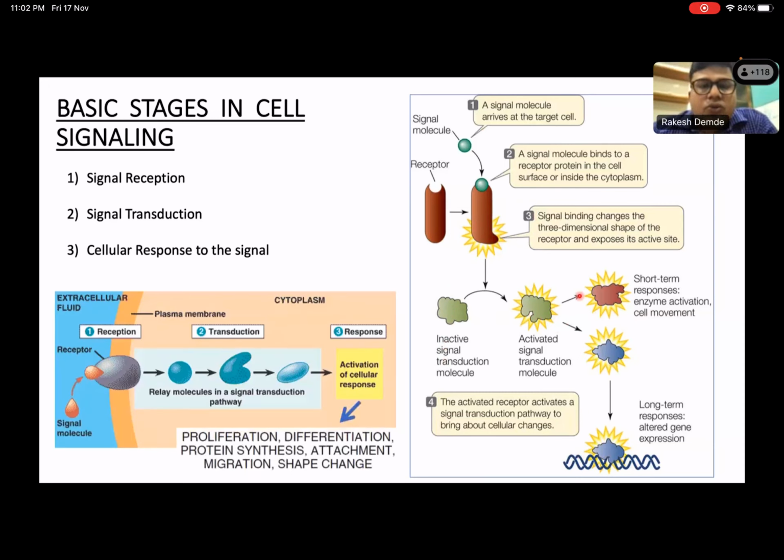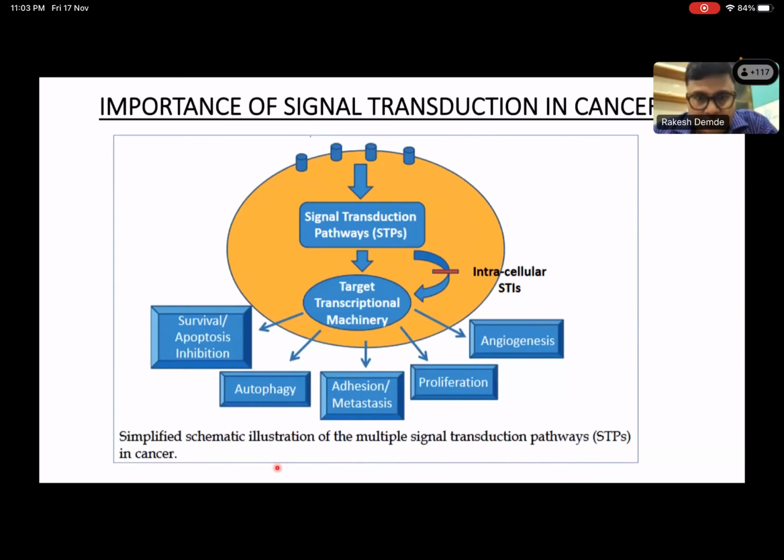What is the importance of knowing the signaling pathway? Because of this signal transduction pathway, there is continuous proliferation of cells. The cell undergoes differentiation from epithelial to mesenchymal. A lot of protein synthesis takes place, which helps in cell growth, and the cell can use the signaling pathway for angiogenesis as well as invasion and metastasis. So the signal transduction pathway has an important role in all the major hallmarks of cancer which we have discussed: proliferation, angiogenesis, adhesion and metastasis, and inhibition of apoptosis by TP53 or other pathways.